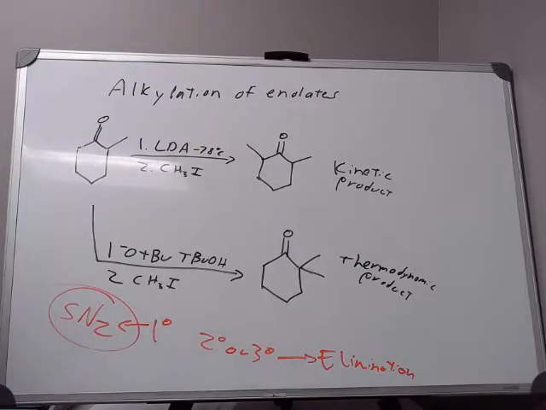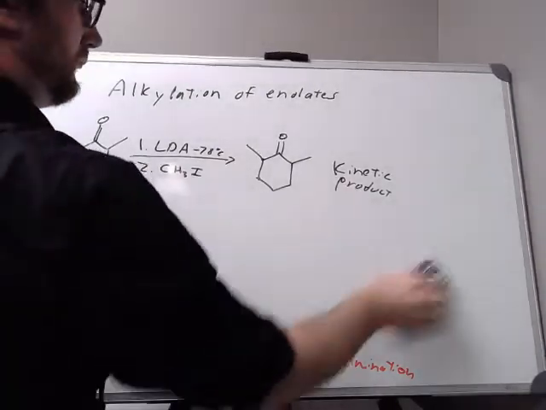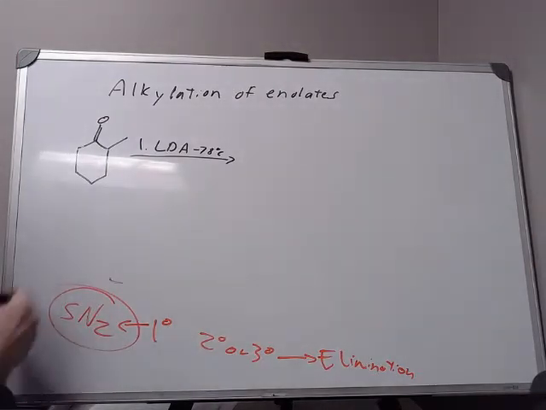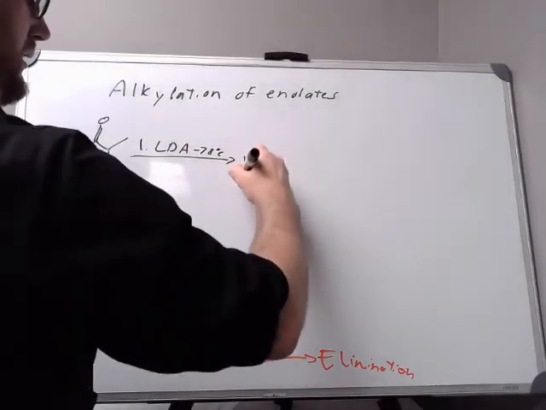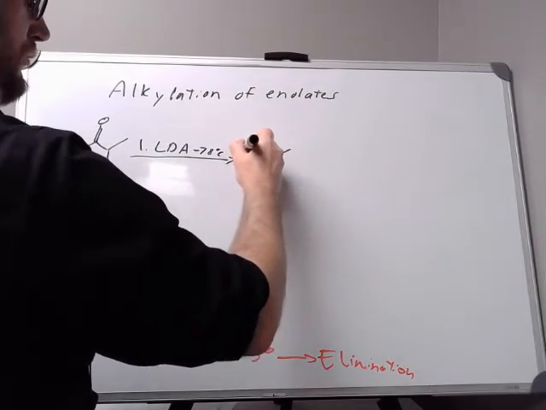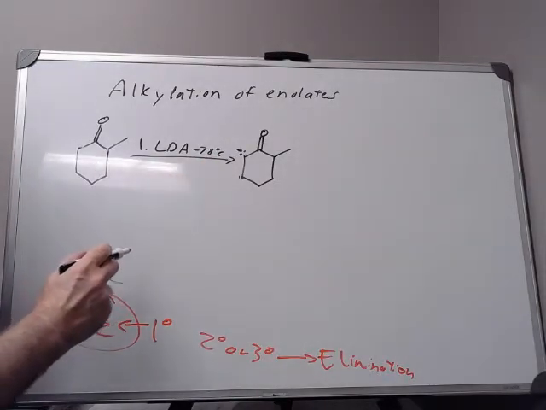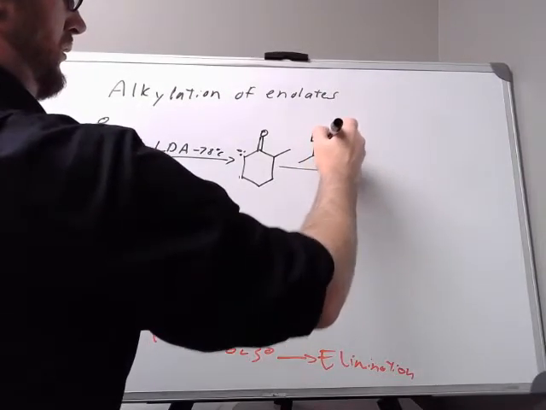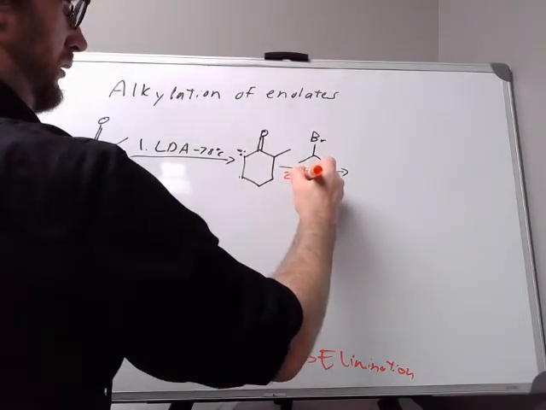And as an example of that, we'll show what happens. Again, we'll use this same ketone. We'll use LDA at negative 78. So we'll form this enolate, and then we'll react that with this secondary halide.